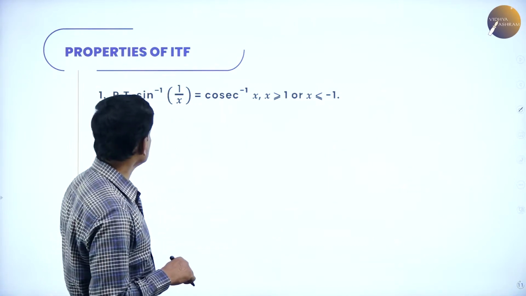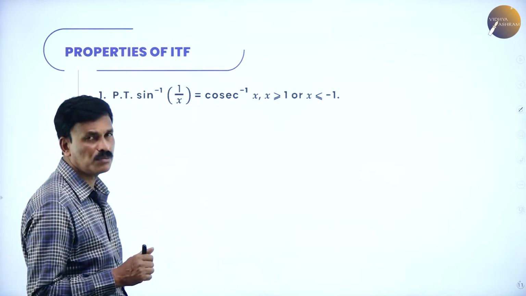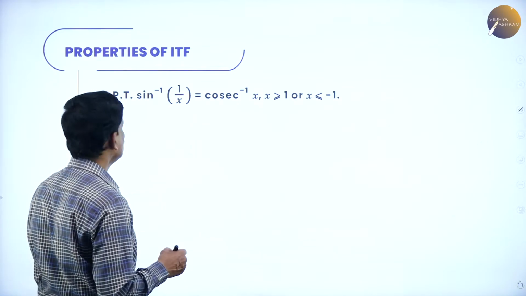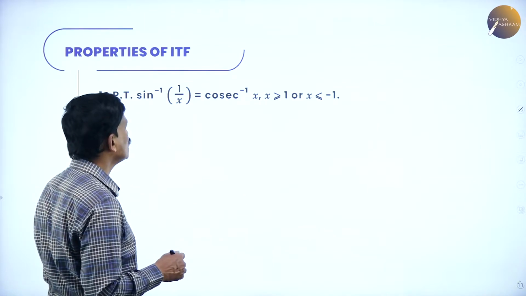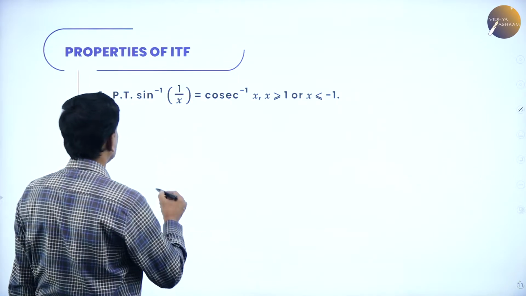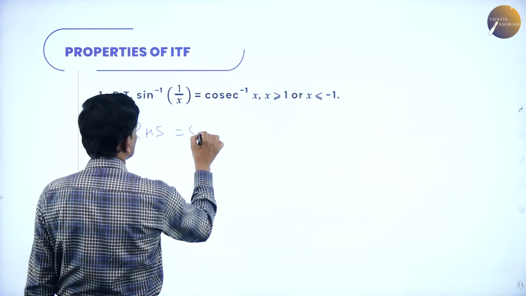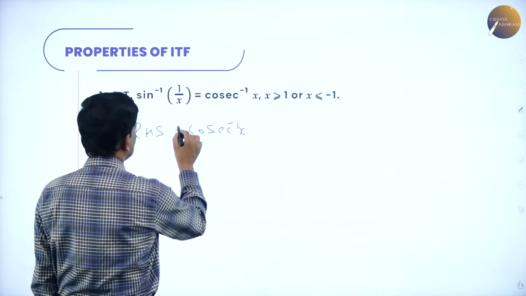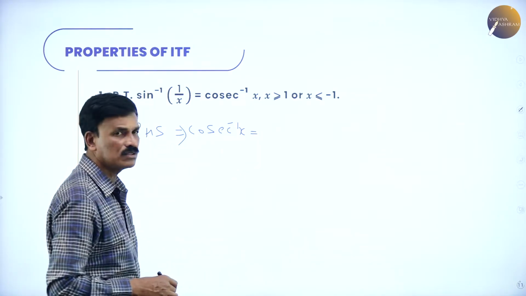Right. Now, let us come to the properties. Now, the reciprocal relation. They may ask this type of question for one mark or two marks. What is to be proved? To prove that sine inverse of 1 over x is equal to cosecant inverse of x, where x is greater than or equal to 1 or x is less than or equal to minus 1. Now, let us take LHS or RHS, whatever you want. Let us start with the RHS. RHS is cosecant inverse of x. Let us take cosecant inverse of x is equal to theta, okay.